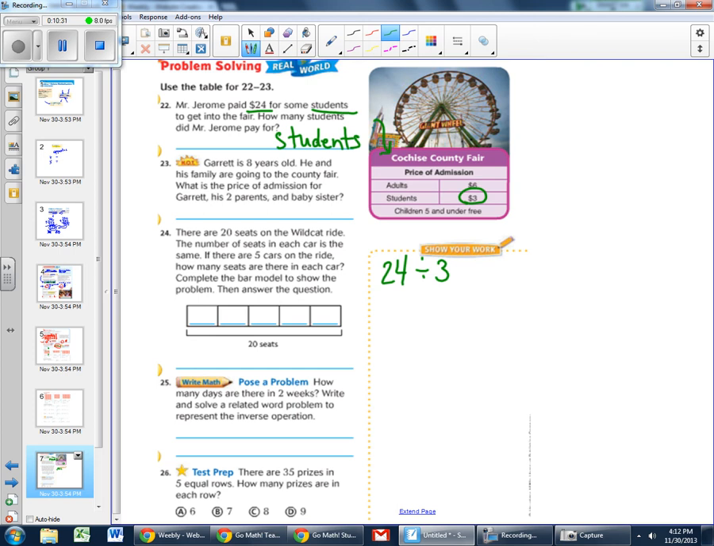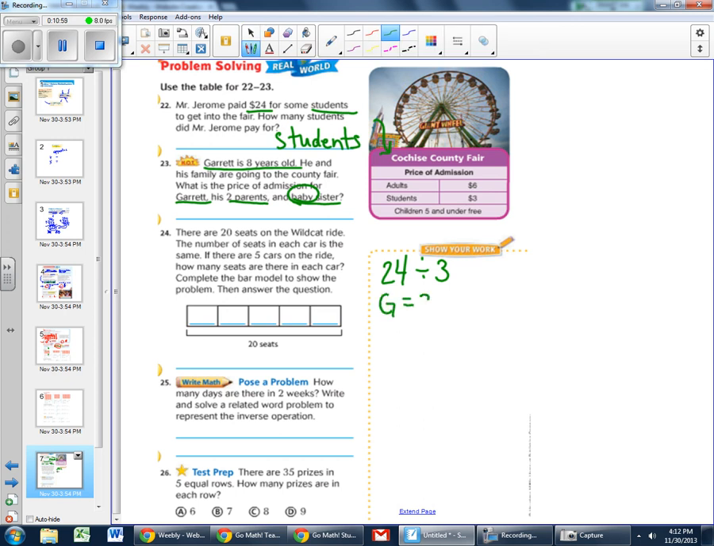Number 23. Garrett is 8 years old, and he and his family are going to the county fair. What is the price for admission for Garrett, his 2 parents, and baby sister? There's a key word there. Okay? So, looking at the chart, I'm guessing that Garrett would be a student.